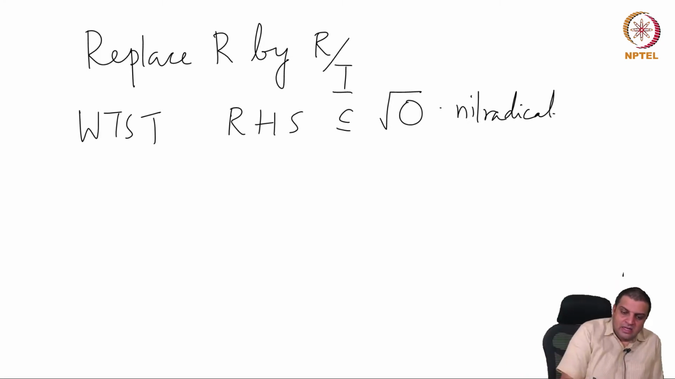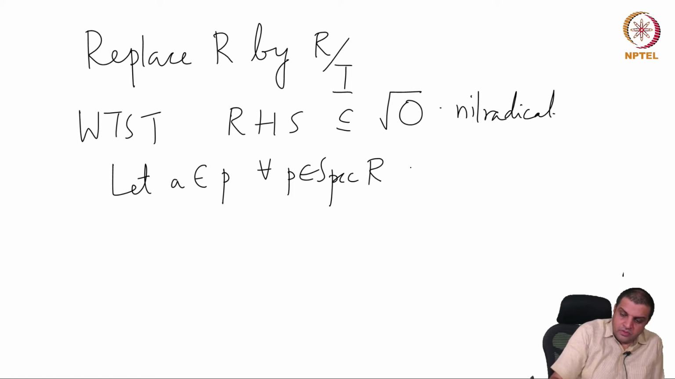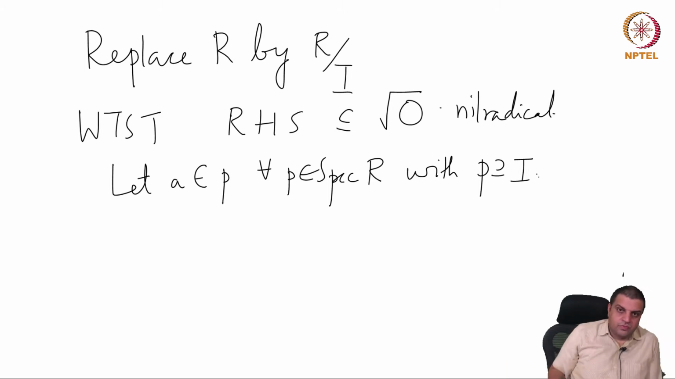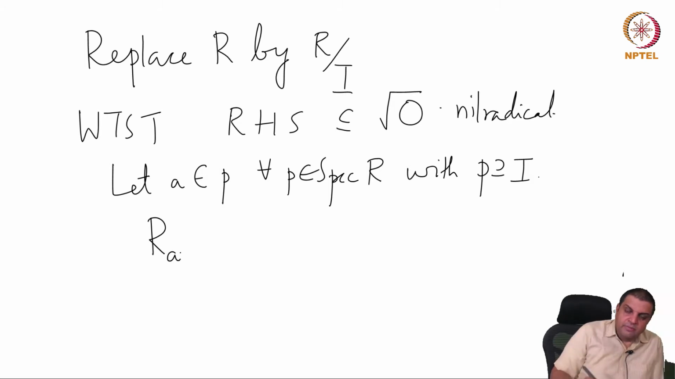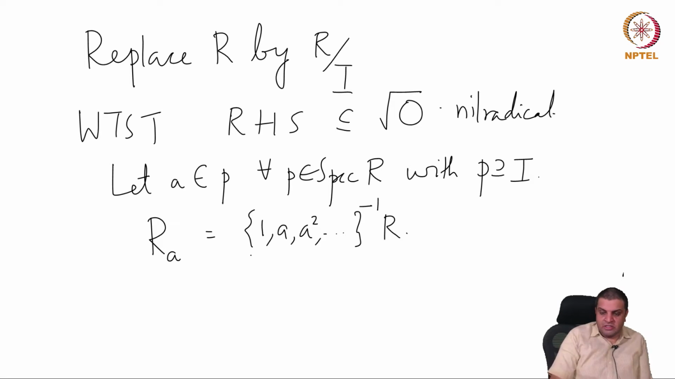So let A be inside P for all primes P containing I. Now let's consider the ring R localized at A. Remember, this is the set 1, A, A squared, and so on, that set inverted. So this is a multiplicatively closed set that we are inverting.